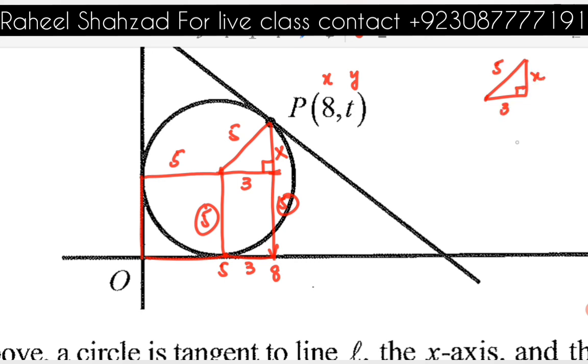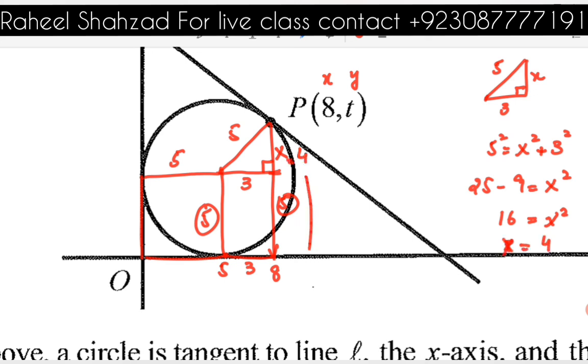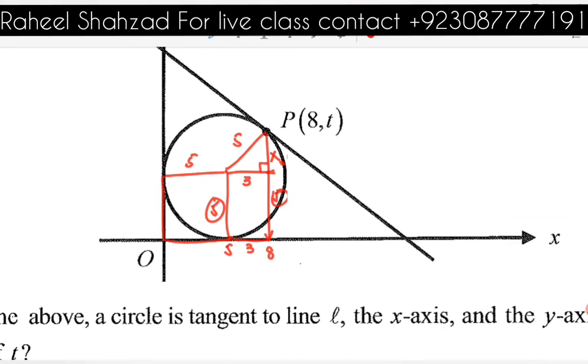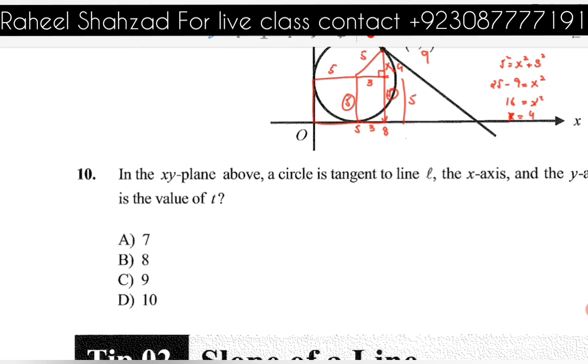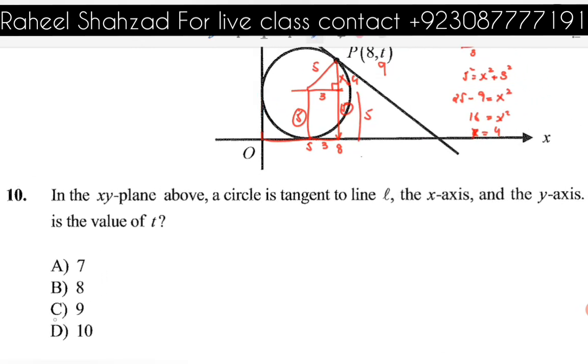We know the Pythagoras theorem that states 5 square equals x square plus 3 square, right? So it's 25 minus 9 is equal to x square, 16. So x is going to be 4. So x is 4. So 5 plus 4 is 9. So the value of t is 9. I guess we have an option. Yes, here it is. It is option C.